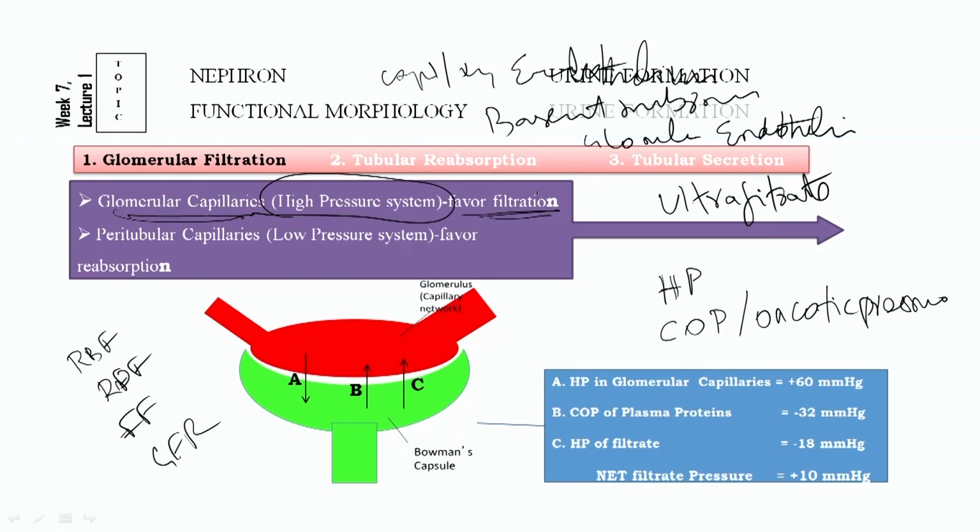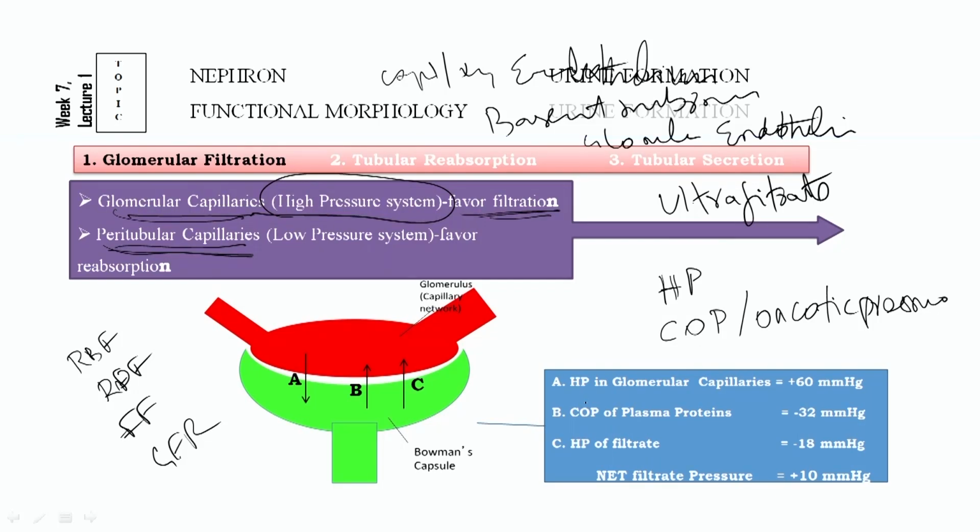Then the next low pressure system also exists in the same kidney, made by the peritubular capillaries, where this is a low pressure system that favors the reabsorption of the solutes as well as the water molecules. So these are the two important pressure systems present in the kidney.